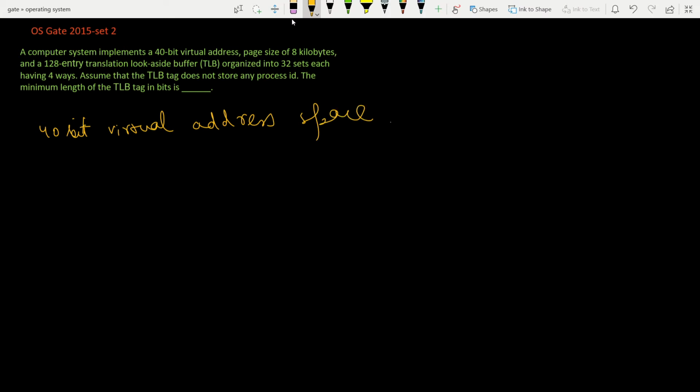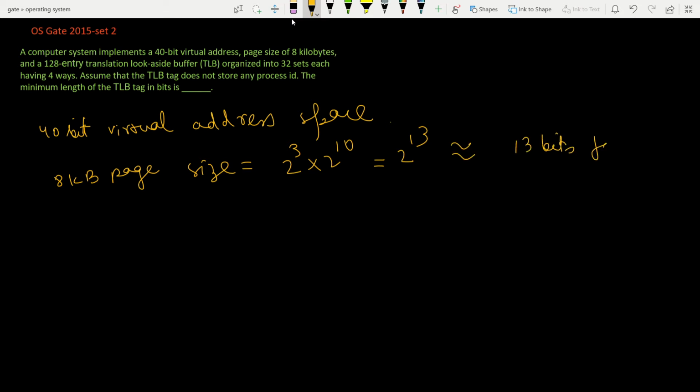Okay. And then it says it has a page size of 8 kilobytes. It's going to be 2 to the power 13, and it means that we will require 13 bits for page offset. That is cool. Now let us try to find the total number of bits required for virtual page number.